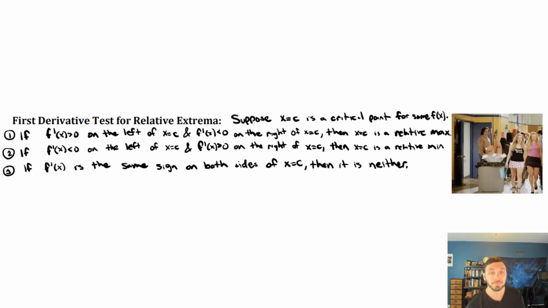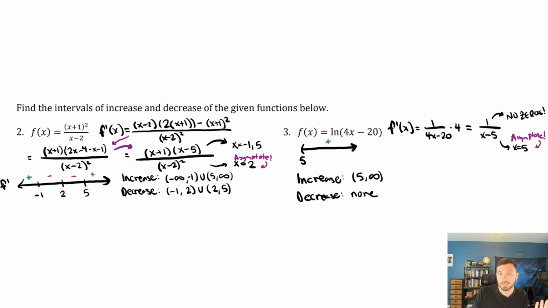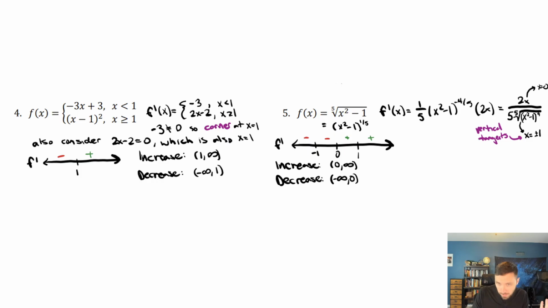Here's how it goes. Suppose we have a critical point. If the derivative is positive on the left and then negative on the right, we call that a relative max. And likewise, if the derivative is negative on the left and then positive on the right, we call that a relative min. If it's the same side on both, it's neither. So you end up getting exactly this scenario, same on both sides. This is neither a min nor a max.